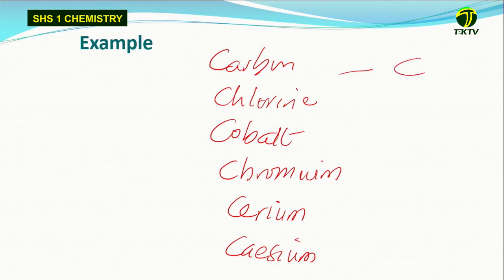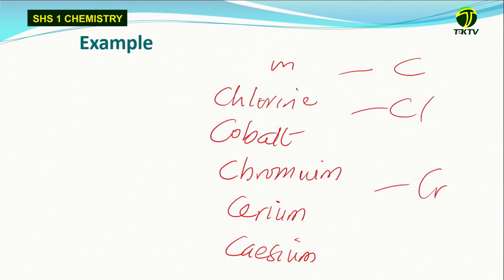When we look at chromium and chlorine, the first two letters are the same. So if you have to represent them by CH, it will be a problem. And so we have Cl for chlorine, Cr for chromium. And the same applies to others. So either we use the first letter or the first letter and one other letter.